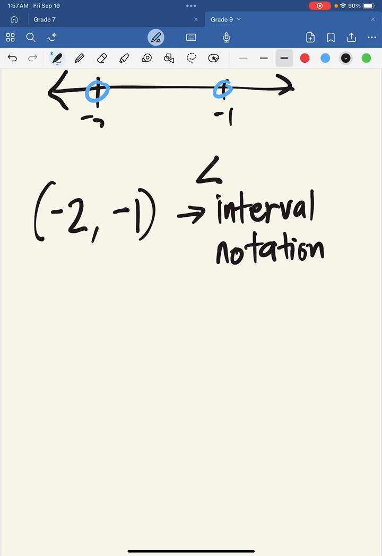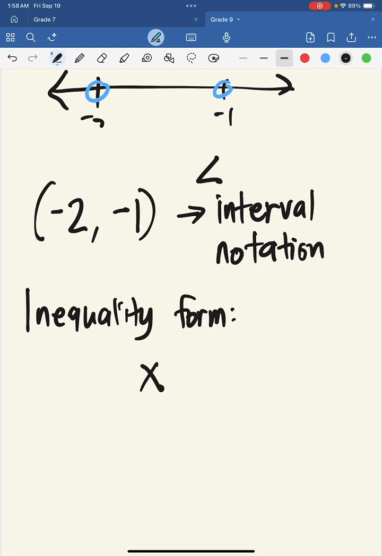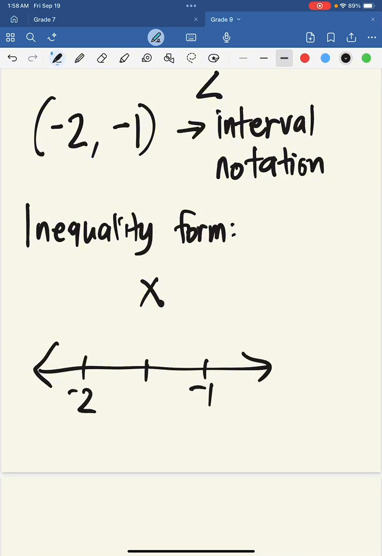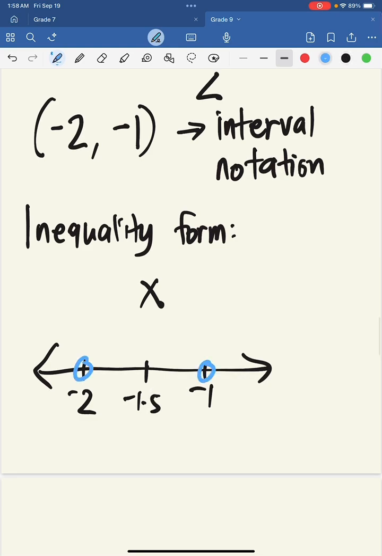You could also write this one in inequality form. So we know again that our variable being used is x, and let's have again the number line here. We have negative 1, negative 2, and numbers in between. Let's just say negative 1.5. And again, negative 2 and negative 1 are critical values, which means they are not included.